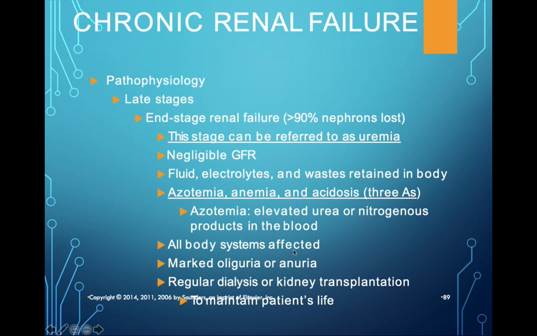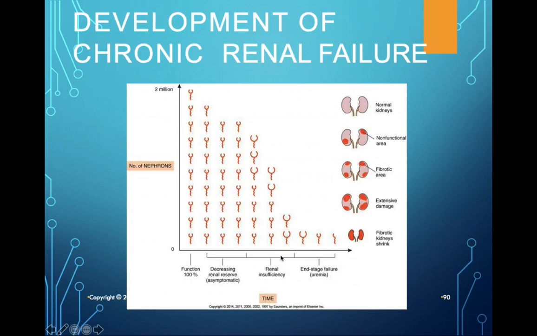So here all body systems are affected. There's marked oliguria or anuria. There's going to be regular dialysis that's needed, and they're put on the kidney transplant list. This just shows how there's millions of nephrons, and then over time the amount of the nephrons start to decrease. You can also see that the kidneys go from normal and they start to atrophy and get smaller and smaller by the time you're in end stage or uremia with chronic renal failure.